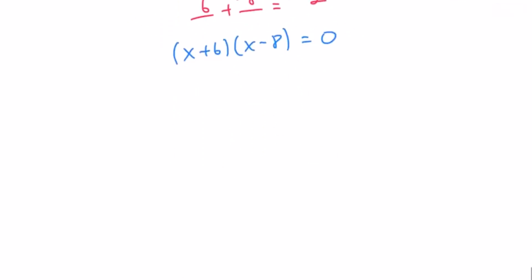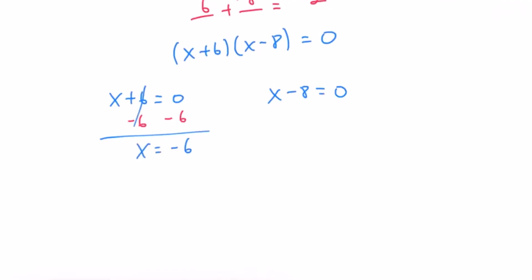Set each group equal to 0 and solve. So x plus 6 is equal to 0. X minus 8 is equal to 0. Minus the 6 over. So x is negative 6. Add 8 over. And we have x is 8.